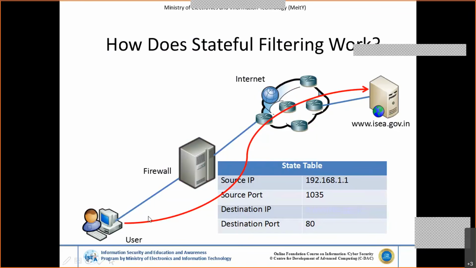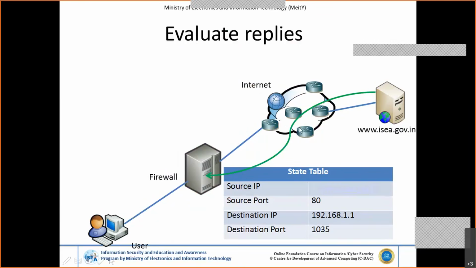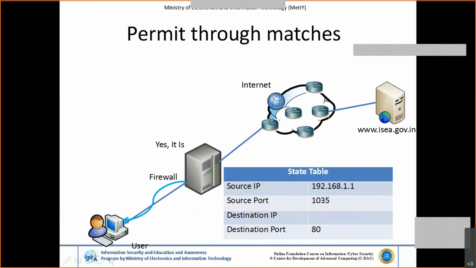One simple scenario. Let's say the user is trying to connect to a certain website through a firewall. Now this is how the states are maintained. First, the request will come to the firewall, then the firewall will try to access the website. Now when a reply comes, because the firewall also has the state, it will verify, okay, this is a legitimate connection, and it will be sent to the user.